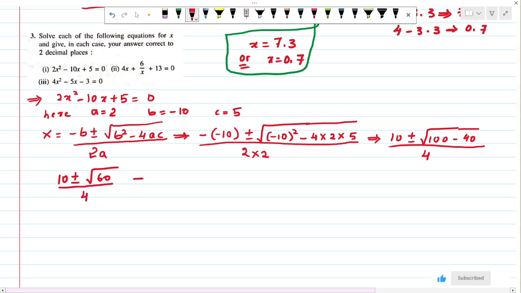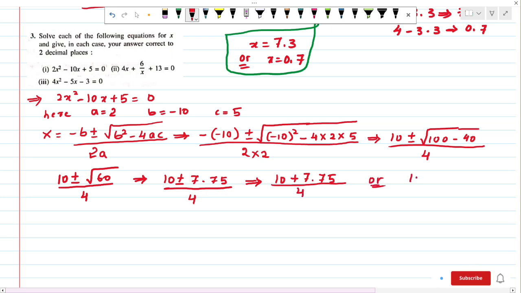So here I'll get the two possibilities. 10 plus or minus root 60. What is the value of root 60? It is 7.75, divided by 4. So here there are two possibilities, that is 10 plus 7.75 divided by 4, or 10 minus 7.75 divided by 4.